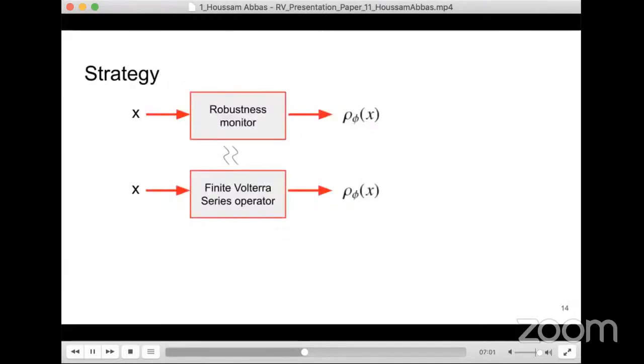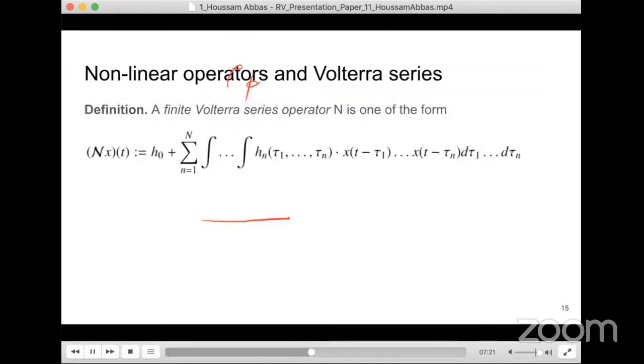Now the strategy is, we will first approximate this nonlinear robustness operator using something called finite Volterra operators, which is another kind of nonlinear operator, but for this one, we have a well-developed Fourier theory. And so the technical challenge is in doing this approximation. So what is a Volterra operator? A Volterra series operator is of the following form. It takes in a signal x, it puts out a signal y, and the value of y at time t is this, what you see in front of you, a sum of integrals.